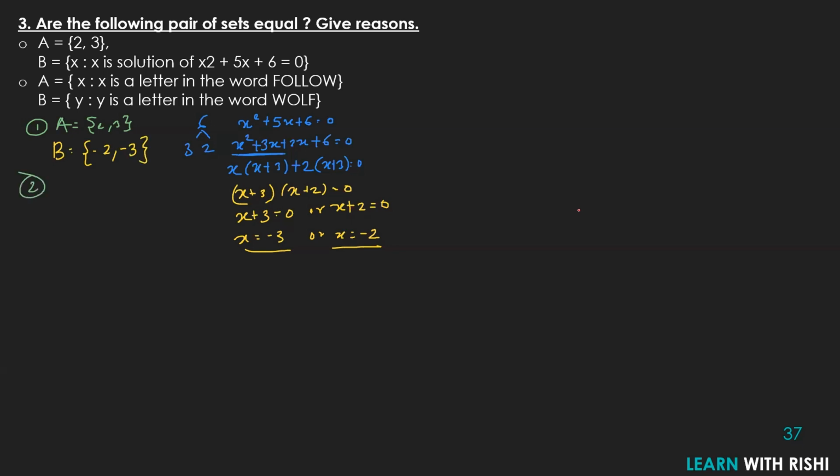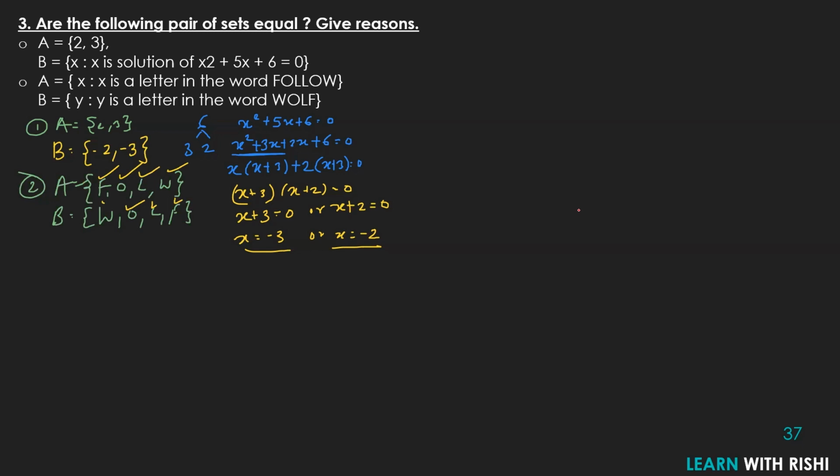Let us move to the next question. Set A is equal to set of all x such that x is a letter in the word follow. So how many elements will be there? F, O, L, W. This will be my 4 elements. And in set B, y is a letter in the word wolf. So W, O, L, F. So as you can see, F is present, O is present, L is present, W is present. All the 4 elements are same. So set A and set B are equal sets.